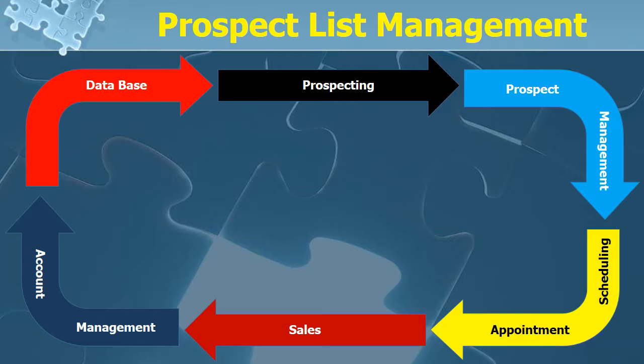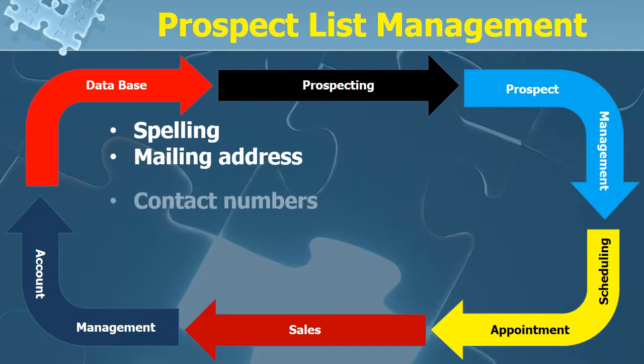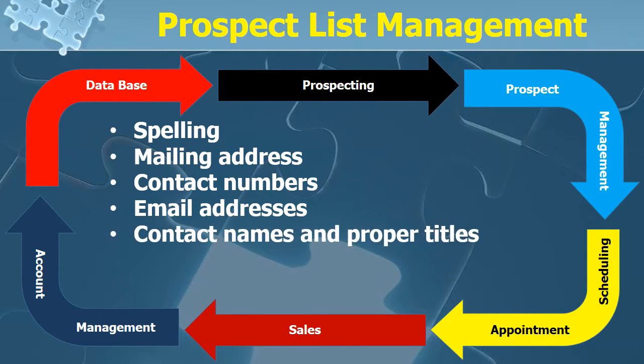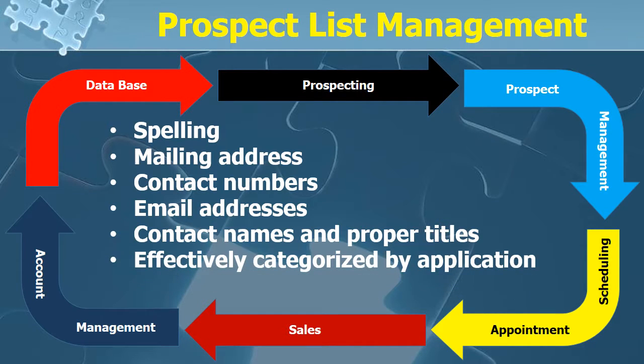Stay on top of active prospects, adding new information to notes as it is acquired, and making certain that to-do items are recorded and that the system is properly used to ensure timely follow-up and follow-through. Information is accurate and up-to-date, including spelling of all information, mailing address, contact numbers, email addresses, contact names and proper titles. Mailing lists are effectively categorized by potential client application to products and/or services, and all necessary companies and contacts are updated, added, or deleted.